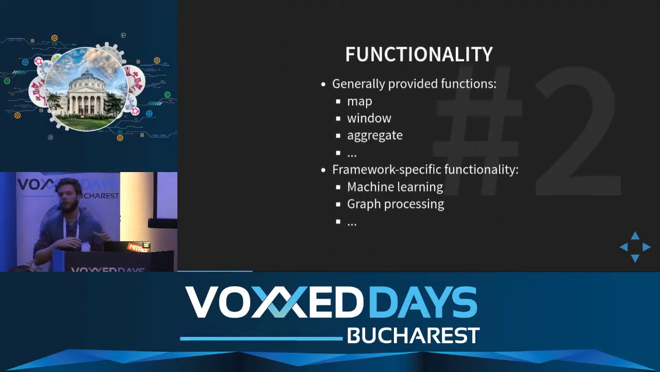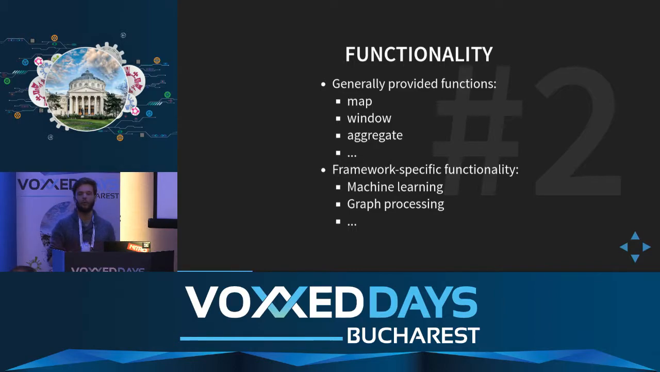In general, all of these stream processors provide you with a couple of functions like map functions, windowing, aggregates. So a map would be something comes in, gets transformed, and gets pushed out. Or a flat map would be something gets in, and maybe multiple come out, or nothing comes out.